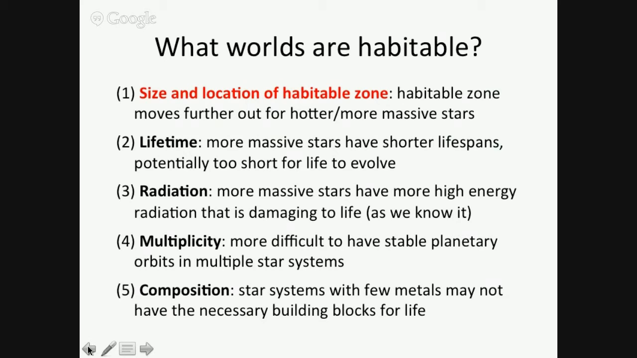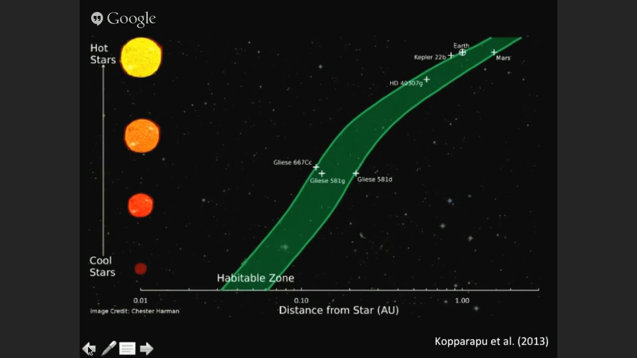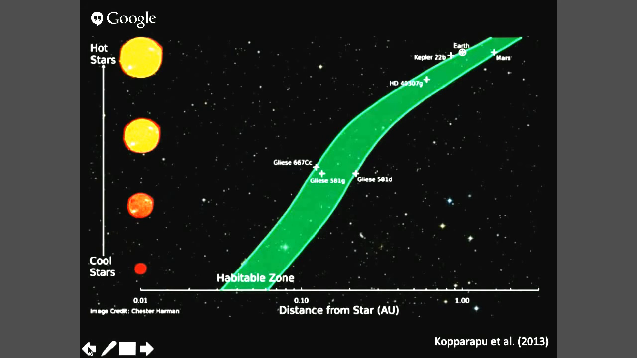And if you have a massive star, that habitable zone moves out. If you have a low-mass star, the habitable zone moves in. That's all dependent on the temperature of the star itself. And so if we were to plot different types of stars, the sun's up there, and you get cooler and cooler stars down here, and then the distance from the star in which water can exist on the surface, you see this kind of band. This is on a log scale, by the way.